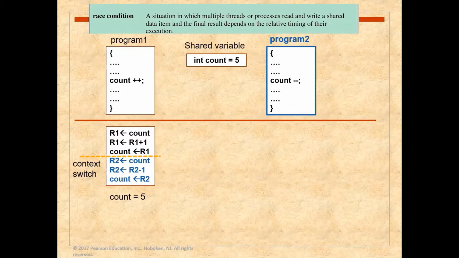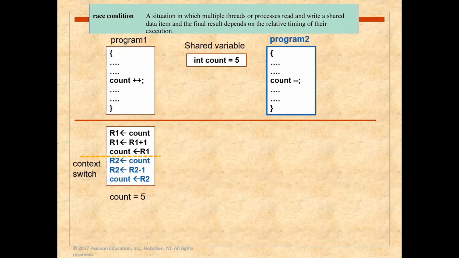Let's see one scenario where we start with R1. R1 reads count, and then R1 increases the value. This is what happens with count plus plus, and then the value of R1 is updated to count. So then we have the value of 6. Then the context switch gives the turn to process 2.